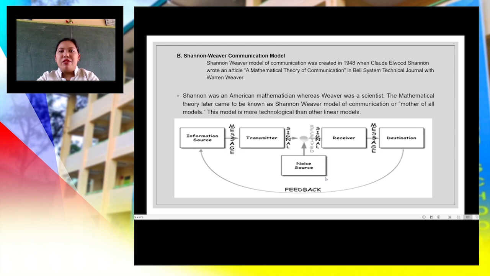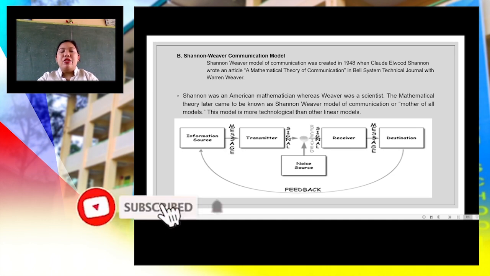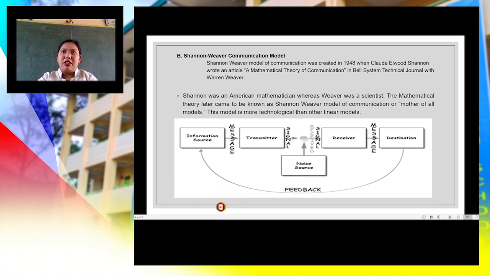Second is the Shannon-Weaver communication model. This is also inspired by the one-way model of communication and was created in 1948 when Claude Elwood Shannon wrote an article entitled A Mathematical Theory of Communication in the Bell System Technical Journal with Warren Weaver. Shannon was an American mathematician, whereas Weaver was a scientist. The mathematical theory later came to be known as the Shannon-Weaver model of communication, which is now regarded as the mother of all models.